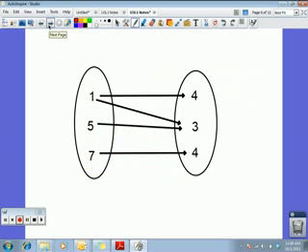So let's look at this one. Determine whether it's a function or not. I'm going to look at my x side. So I look at my x side and I look at each number and I see how many times. This one goes to 4 and 1 goes to 3. So it's cheating. So this is not a function.